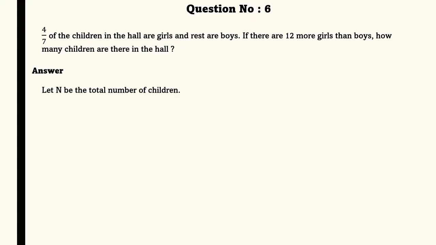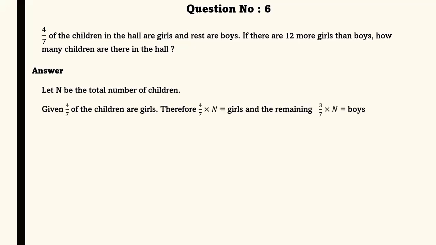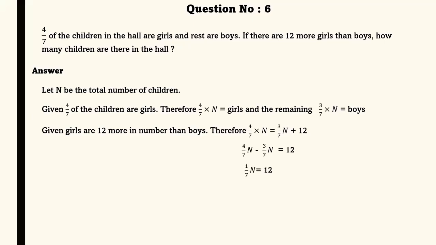Let the number of total children be n. Given 4 by 7 of the children are girls. Therefore, 4 by 7 into n is equal to girls, and the remaining is 3 by 7 into n, which is equal to boys. Given 12 more girls than boys. Therefore, 4 by 7 into n is equal to 3 by 7 into n plus 12. Using this, we can find the value of n, that is 84.